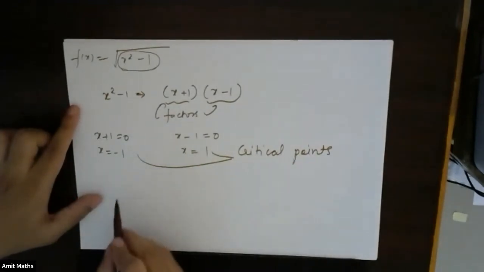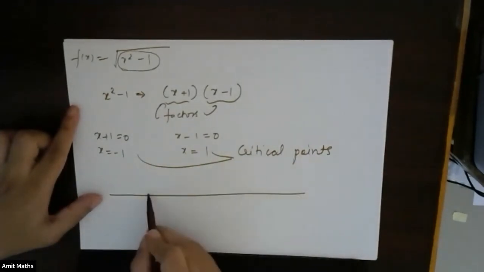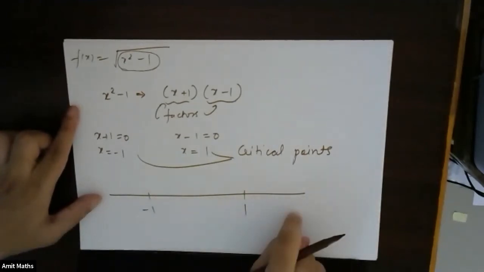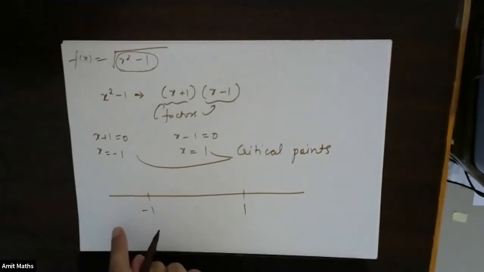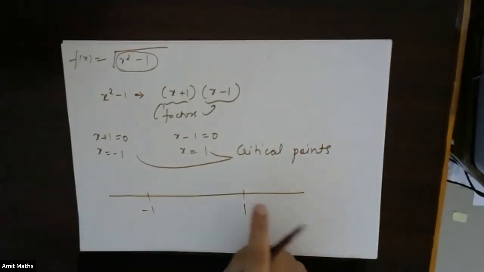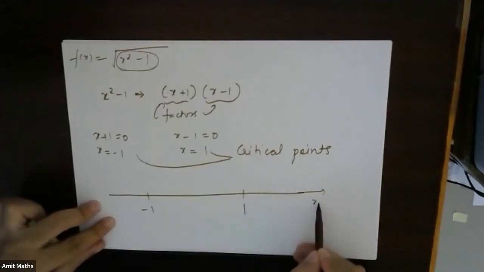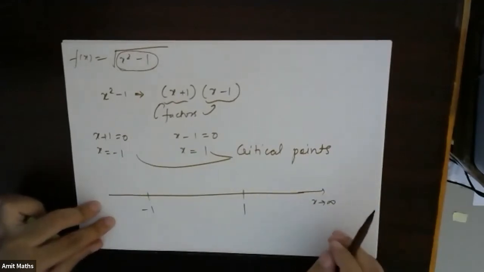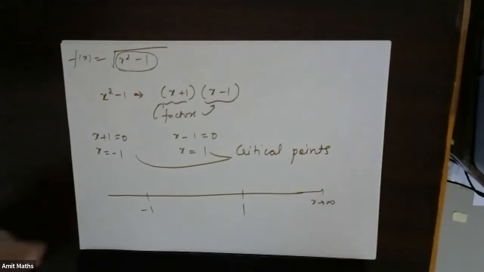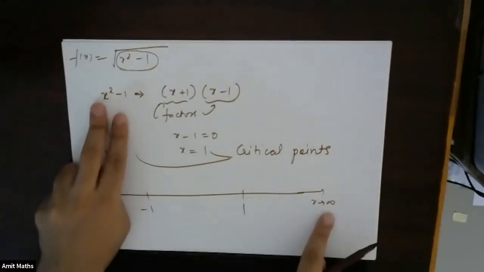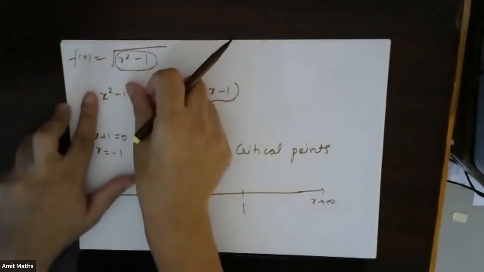Now what I have to do? I have to arrange these two critical points in ascending order. So this is minus 1 and 1 on the number line. Now, at one extreme, that means at x tending to infinity, when x is taking a very large number, I'll find the sign of the original function. When x is tending to infinity, the sign of this function will be positive.